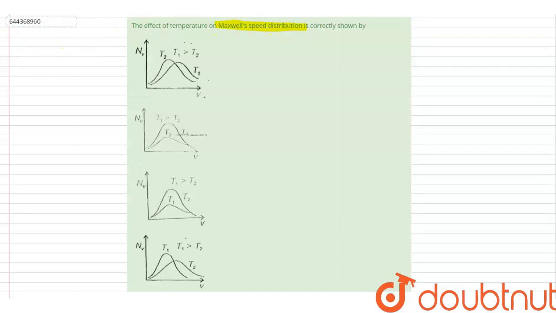Well, the mathematical expression for Maxwell speed distribution law is given as f(v) is equal to (m upon 2 pi k T) raised to the power 3 by 2 times 4 pi v squared times e raised to the power minus m v squared by 2 k T.